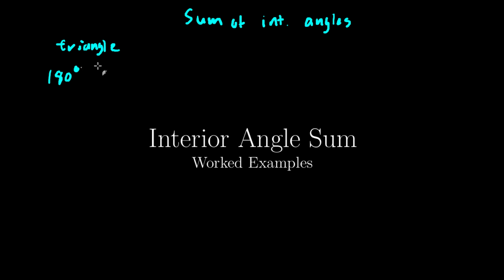In this video, we're going to see some worked examples for the interior angle sum of triangles and polygons. So recall the sum of the interior angles of a triangle is always going to be 180 degrees, and of any polygon with n sides will be n minus 2 times 180 degrees. So let's see how that works out.